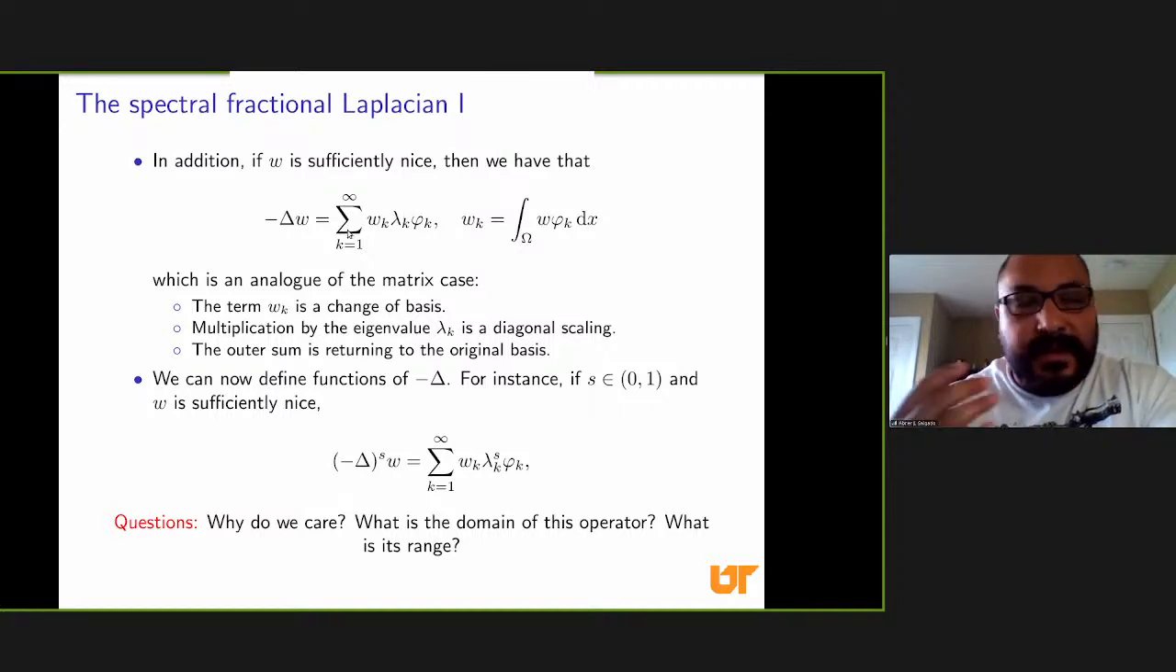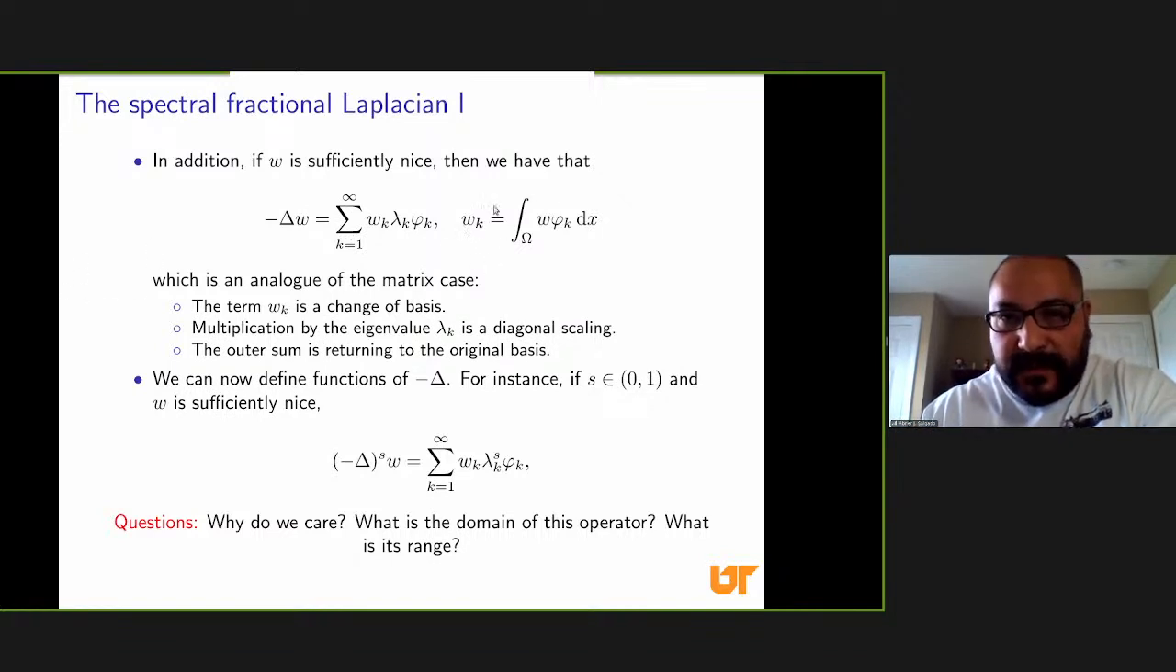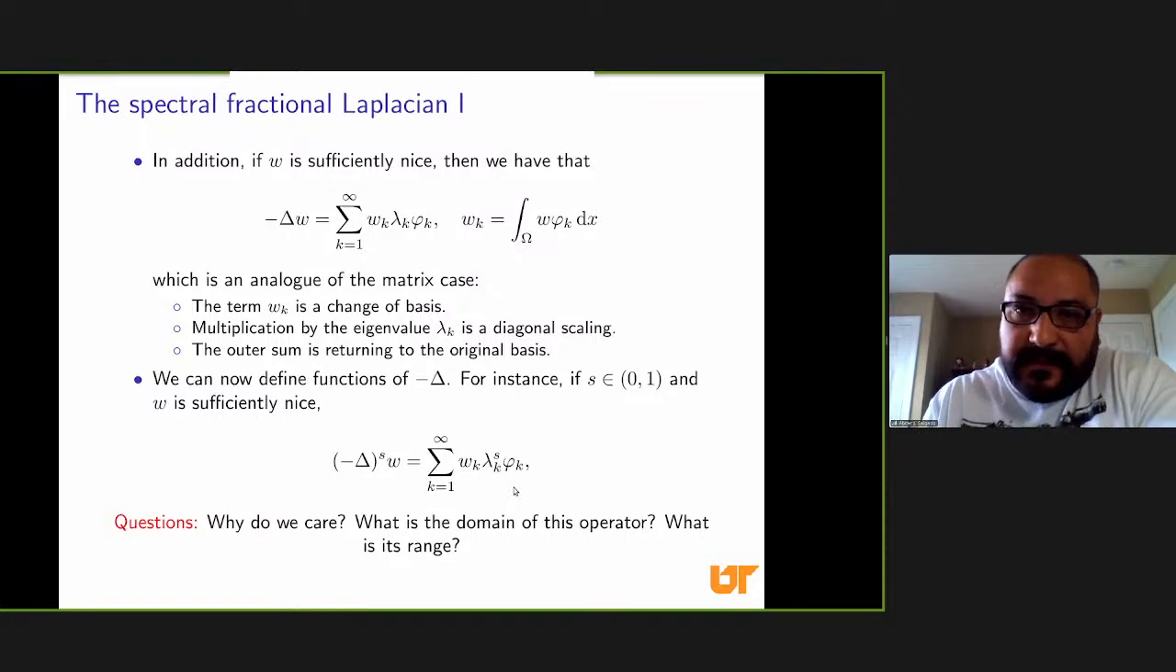So once again, this is the exact analog of what we were doing in linear algebra, because first we compute these coefficients, that's a change of basis into the basis of these eigenfunctions. We multiply by the eigenvalue, that's our diagonal scaling, and then the sum is coming back to the original basis. With the help of this, we can now define functions of the Laplacian. So for instance, if I choose a number S, which from now until the end of my talk is going to be between 0 and 1, at least for a sufficiently nice function, I can define the fractional Laplacian, just as we did for matrices, just by applying the function, the power S, to the eigenvalues.